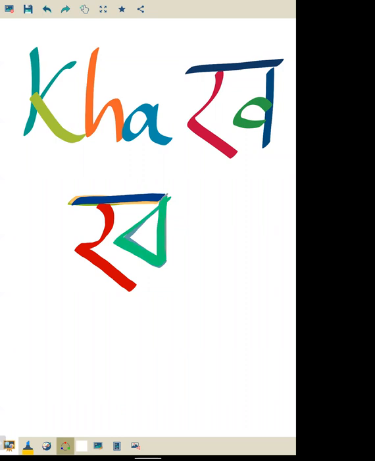This is kha. What is the difference between the kha in Devanagari and in Nandinagari? See, in Devanagari we have, you see, red color, a circle, and a vertical line going down. But here, that vertical line is not going down, just coming a little half after that, then it is curved as a triangle.